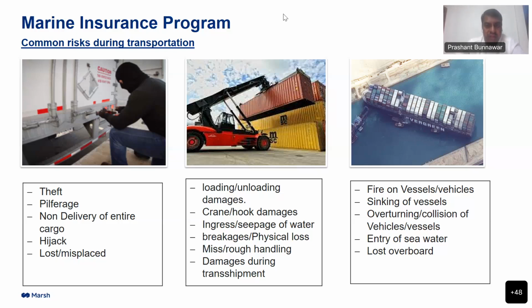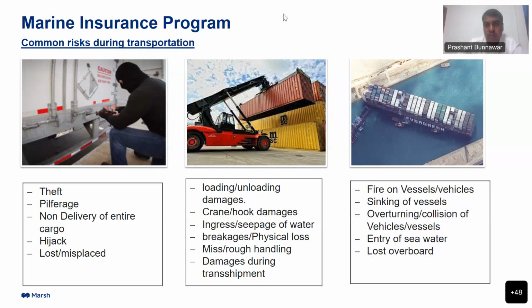So again, we have seen this. When the container is lifted by hooks or cranes, or even cargo is lifted by hooks, there could be some damages. The chain got snipped off, and then there is a loss. There is even ingress seepage of water. We have seen this especially in monsoon areas, monsoon time.